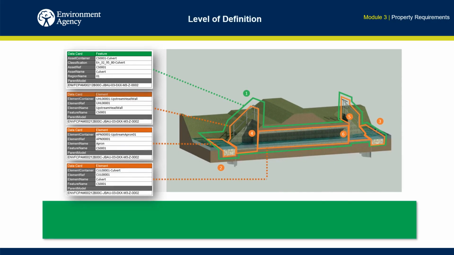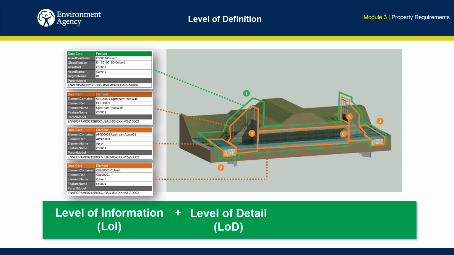The amount of information stored within models is known as the level of information. The accuracy of the geometry, composition of objects, and their aesthetics is known as the level of detail. These combine to become the level of definition, or LOD, of the model. We'll cover these in more depth in the modules on geometry and attribution requirements.